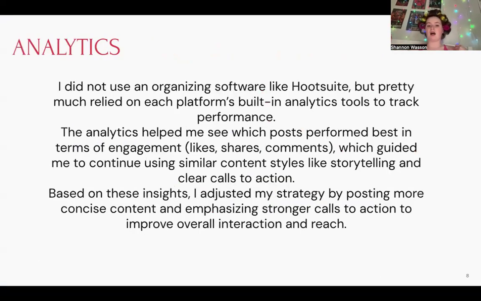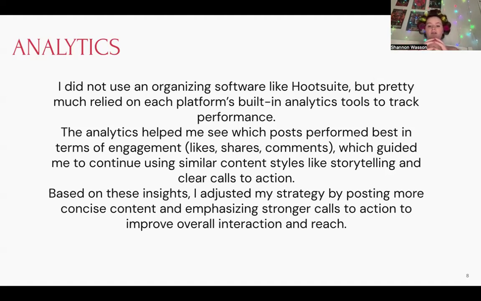And as far as analytics, I did not use Hootsuite. I didn't use any organizing software. I just relied on each of the platforms' built-in analytics to try to track my performance, see what did well, see what didn't do well. In terms of analytics, I would see the likes, shares, and comments. All of this really just guided me to base it off of clear calls to action.